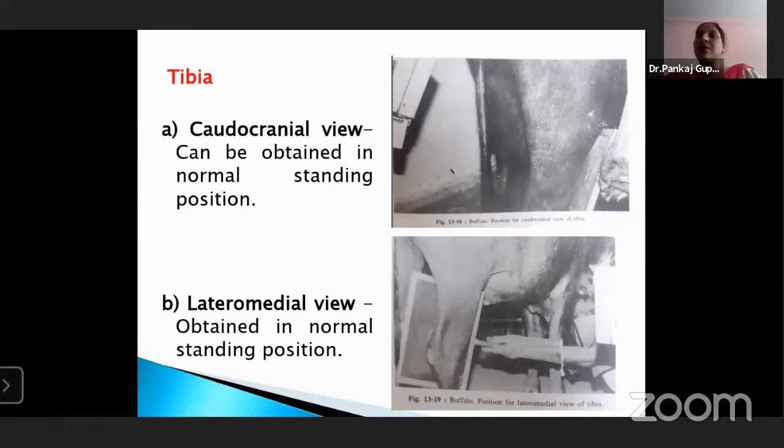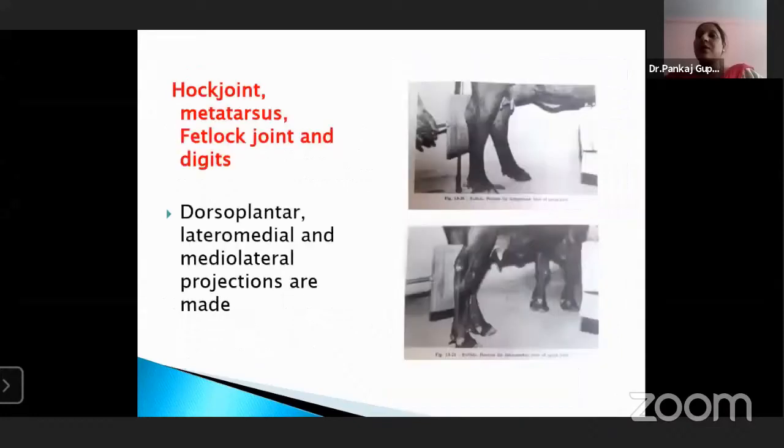Now for the hock joint, metatarsus, fetlock joint and digits, dorsoplantar, lateromedial and mediolateral projections are made as we do for the carpal joint, for metacarpals and phalanx in case of forelimbs.